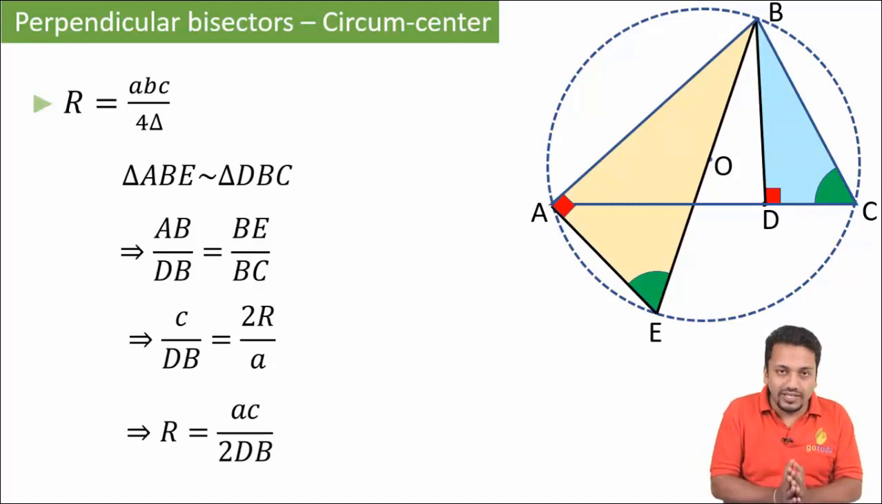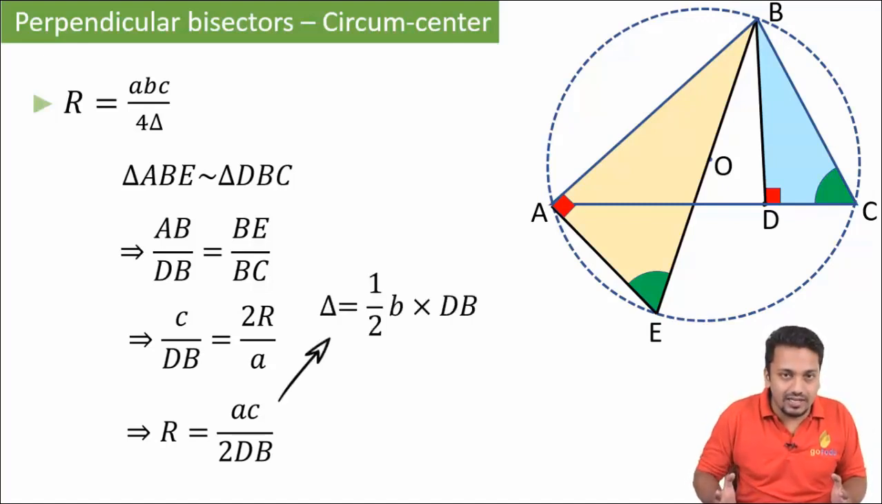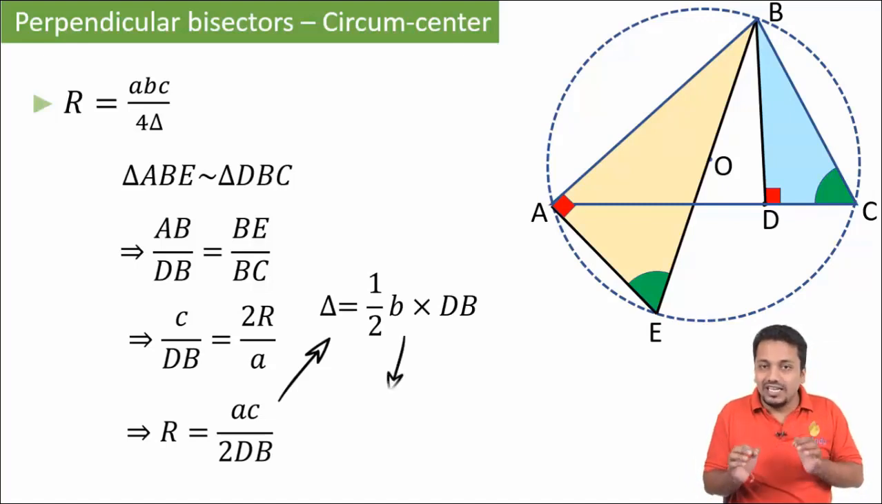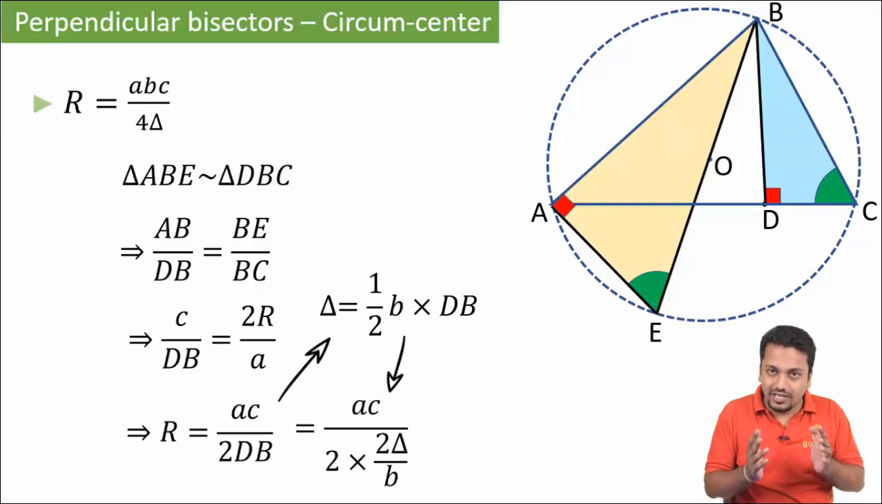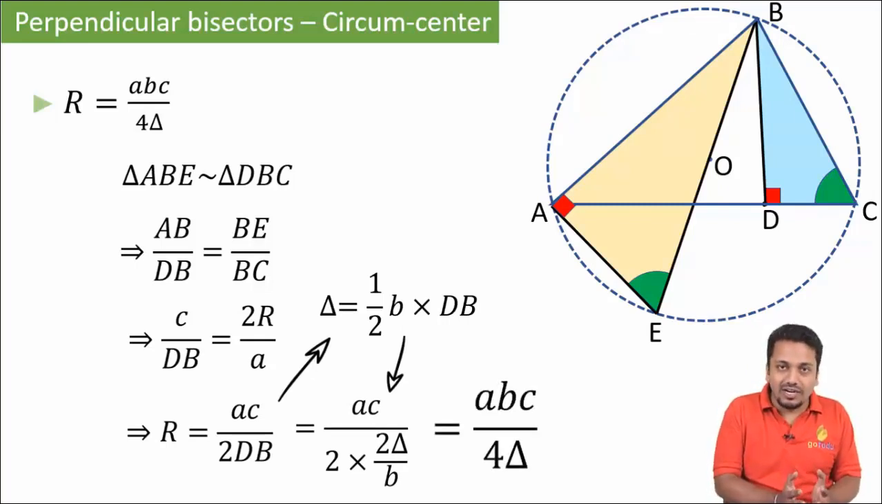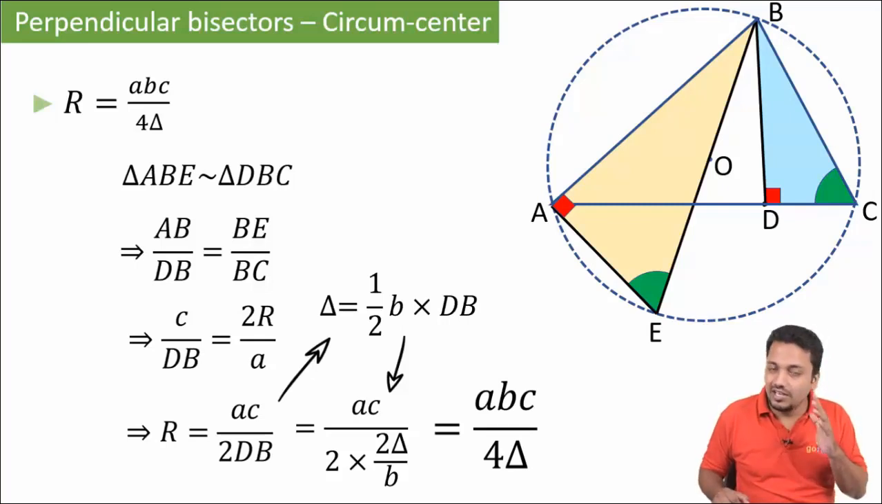Also, there is one more thing. Area of triangle ABC is half base b into height DB. So from here, we can replace DB and we can get the final result as R, the circumradius, is equal to abc upon 4 delta, where delta is the area of triangle ABC.